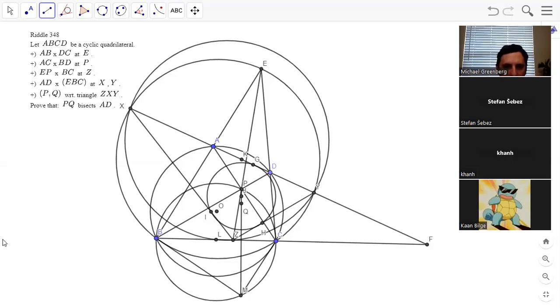Let's see. Can we say anything about the angle BPL or CPJ? Or we could try to show ML and MP are isogonal.